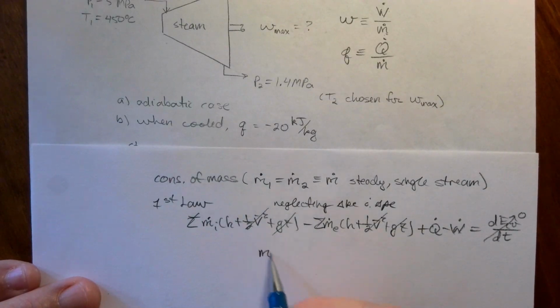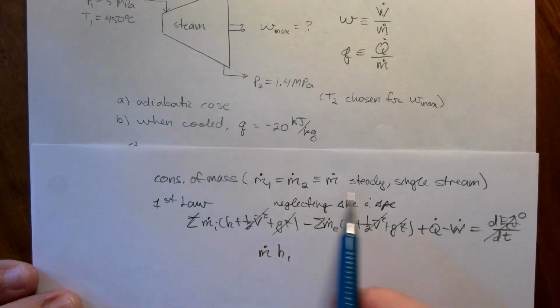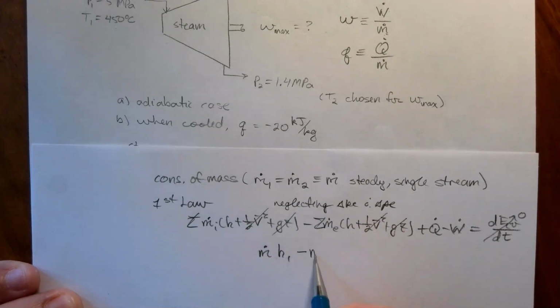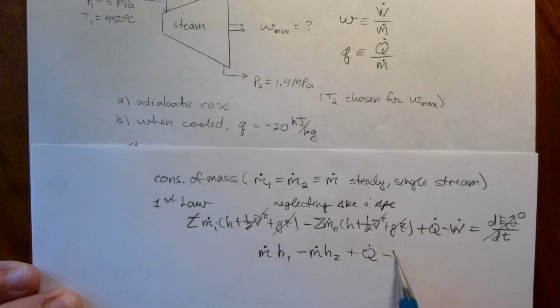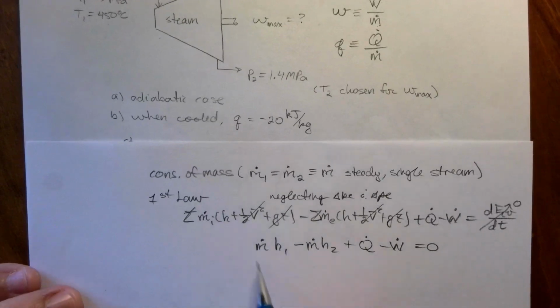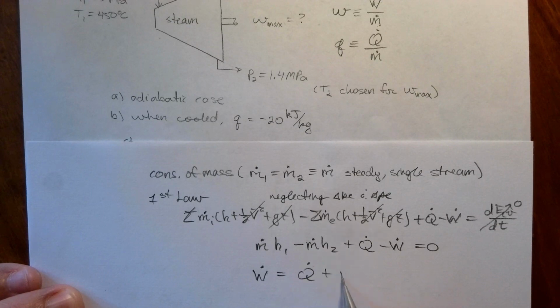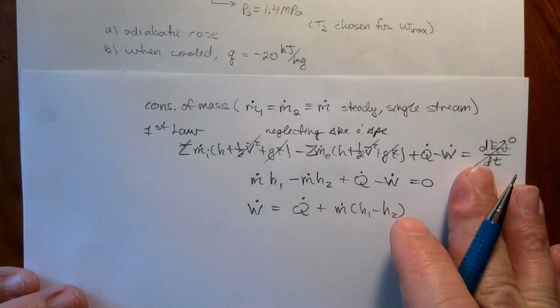So we're left with m dot h1. Remember, there's only one m dot, minus that same m dot times h2 for this term, plus q dot minus w dot equals 0. Okay, so we're looking for the power, so we're going to solve this for w dot. W dot is equal to q dot plus m dot times h1 minus h2. Did I do that right? Take that to the other side, it becomes positive.